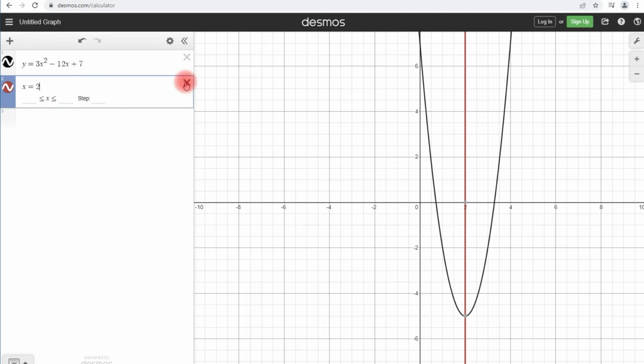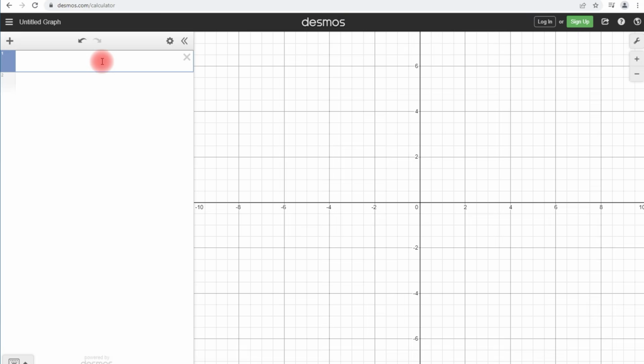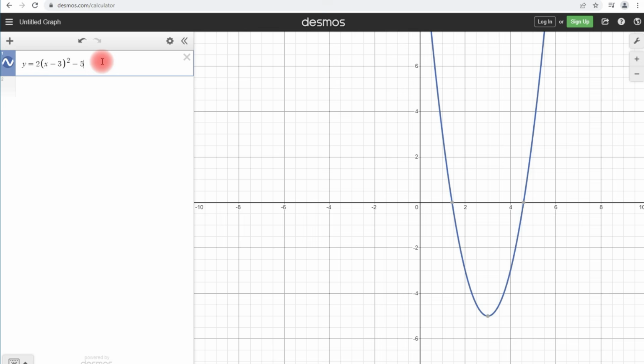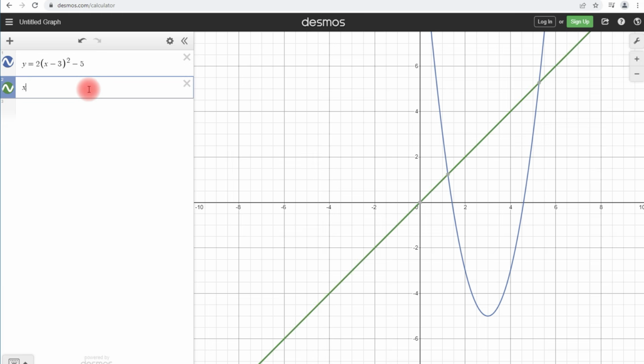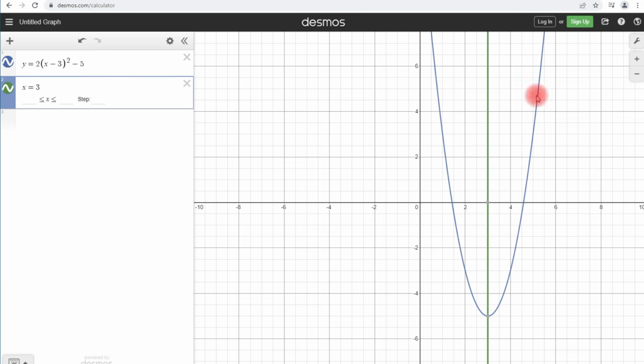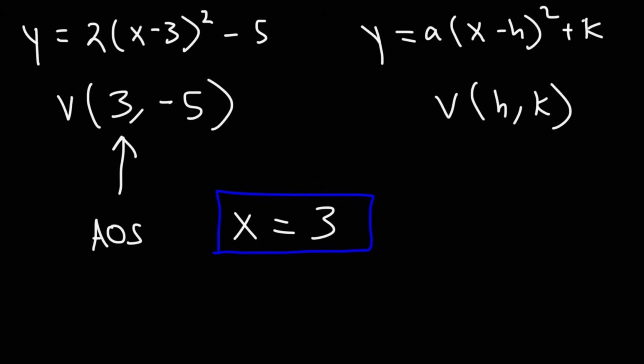Now let's check our answer. Let's delete these two equations and let's write a new one. Y is equal to 2 times x minus 3 squared minus 5. And we said our axis of symmetry is x is equal to 3. And we can see the green line splits the parabola into two equal parts. And so that is the axis of symmetry. X is equal to 3.